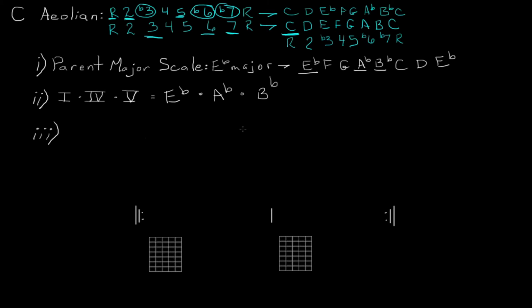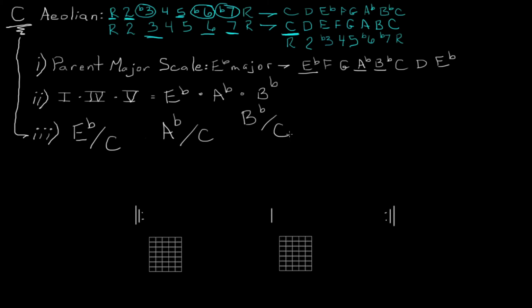The third step is to take the root note of the mode that you're constructing, the mode that you want, which is C, and put it in the bass of the 3 chords, of the 1, 4, and 5 chords. So we're going to get E flat with C in the bass, A flat with C in the bass, and B flat with C in the bass. And these are referred to as slash chords.